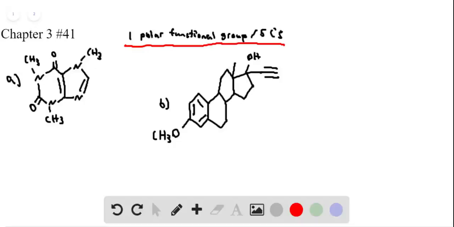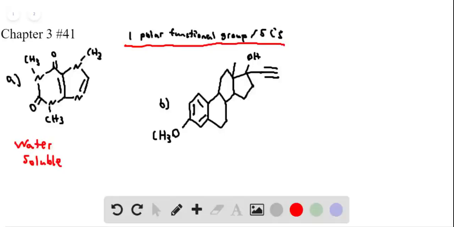So looking at A, we can see right off the bat that there are 1, 2, 3, 4, 5, 6, 7 carbons in this molecule, and 1, 2, 3, 4, 5, 6 polar functional groups. So this molecule is very polar, and it is water soluble. That's caffeine, by the way.